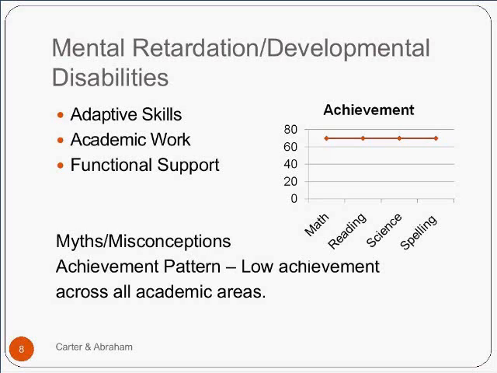Their achievement pattern, though, does tend to be low across all academic areas. Because their IQ is low, they're going to struggle in math, reading, and all academic areas.